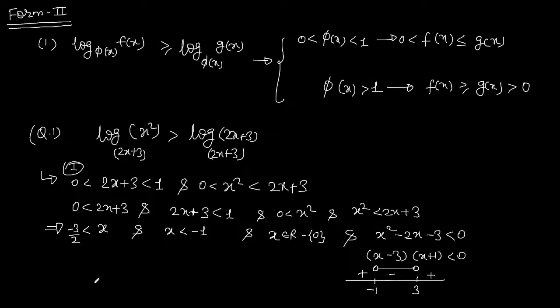Now if we combine all the values, we'll draw a number line and combine all the values: minus 1, 3. x is between minus 1 to 3, and the other is x is less than minus 1, and x is bigger than minus 3 by 2. I think no value of x is coming.